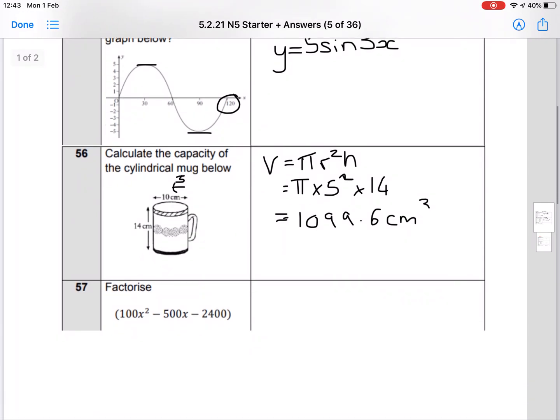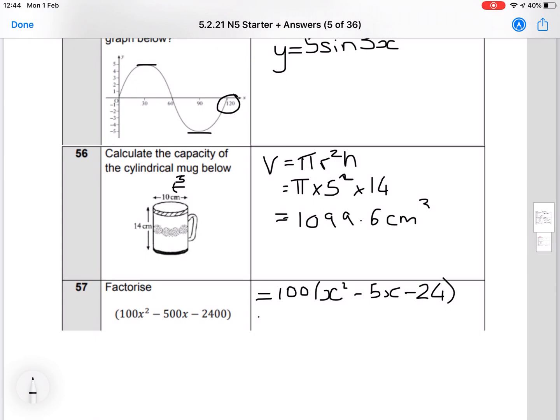The last question, 57, is a factorised question. So the first thing we look for is a common factor. So all of these terms will divide by 100. So our common factor will be 100. Then we have x squared minus 5x and minus 24.